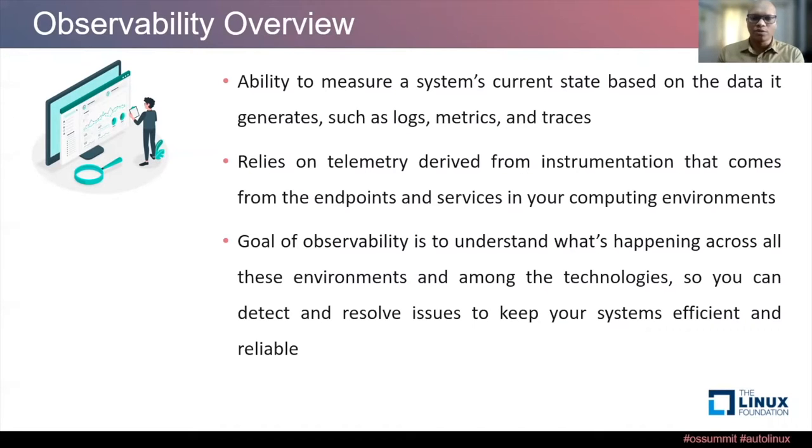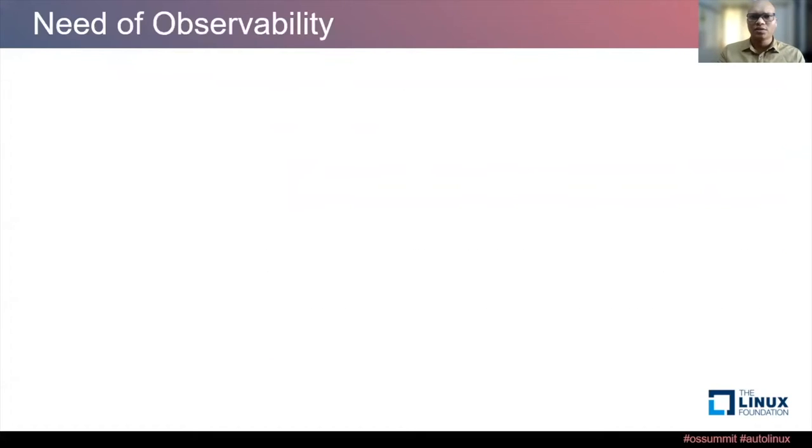So the goal of observability is to understand what's happening across all these environments and among the technology, so you can detect and resolve issues to keep your systems efficient and reliable. Okay. So that's a high level overview of observability, and let's move forward.